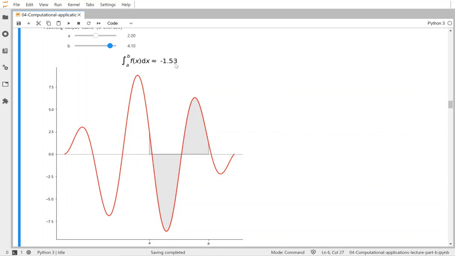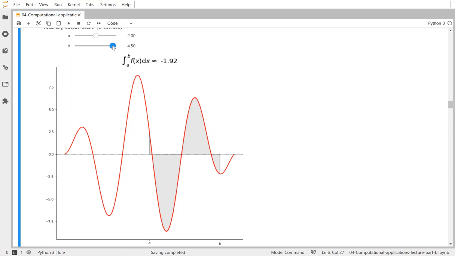4.1, -1.53. That is greater than -1.72. I've accumulated more positive area. And if I increase a little bit more to 4.2, you see it went down again. I accumulated more positive area. Whereas look what happens if I increase b more, I'll start to get more negative area, and this value should start to decrease. -1.55, there's now some more negative area accumulating. -1.71, more negative area is now added. And now -1.92, more negative area.